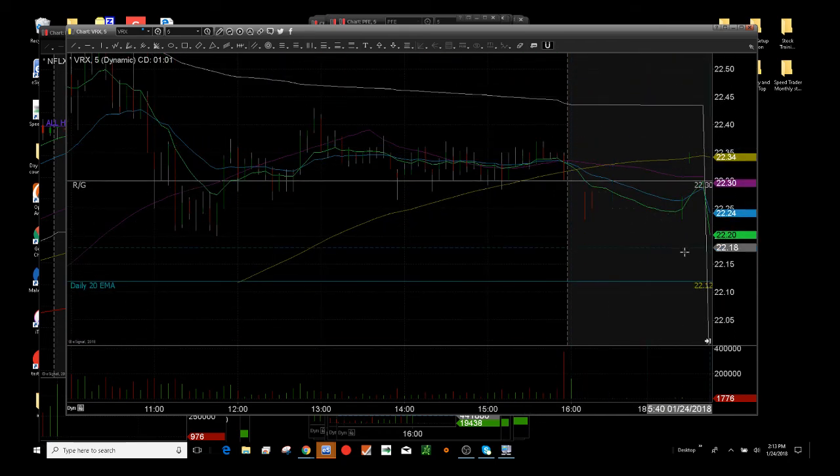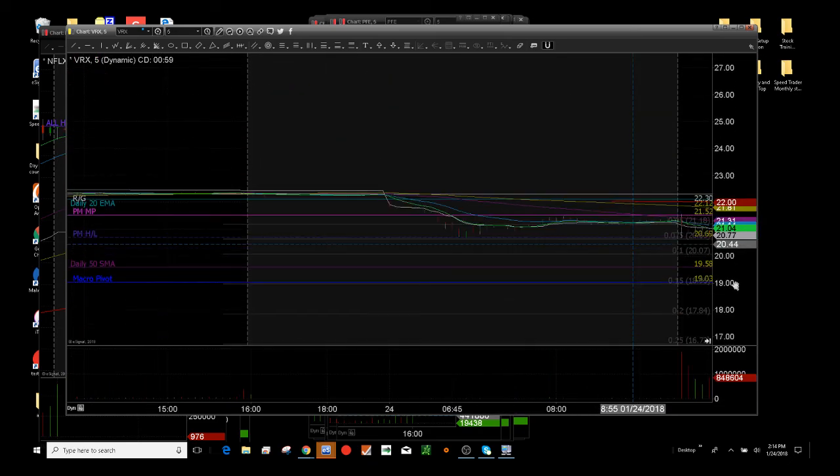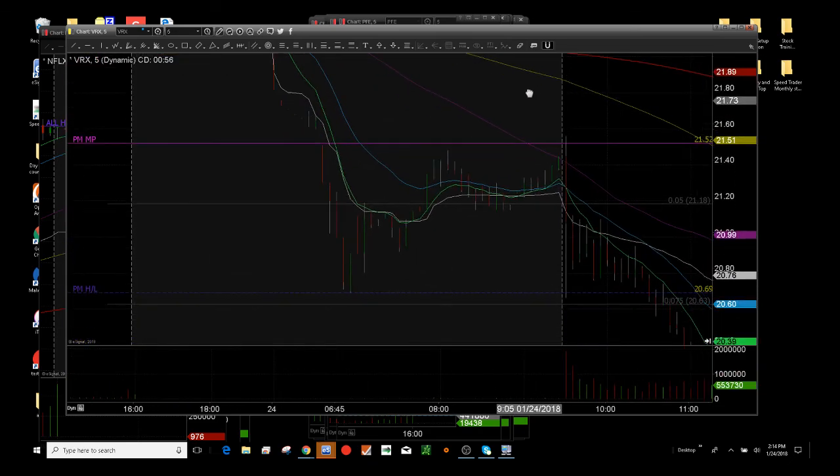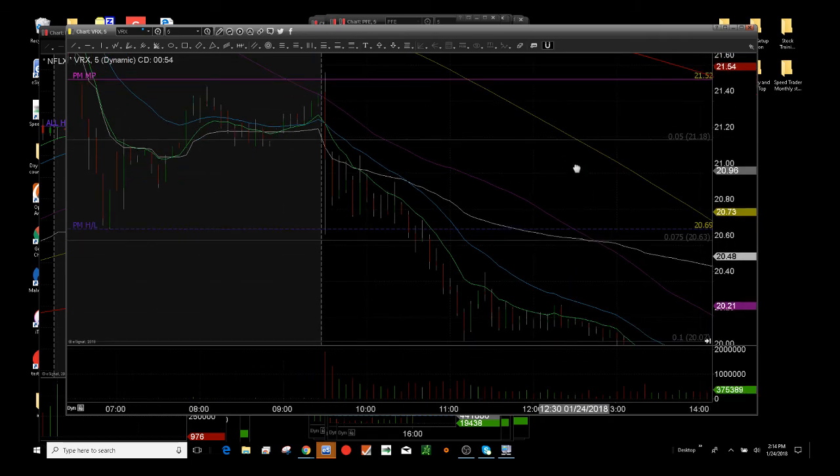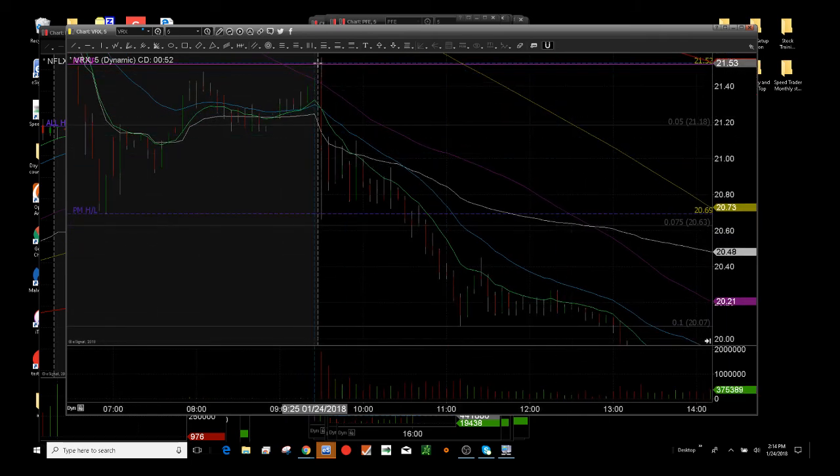So that's how you measure it out. You could have got in here, that would have been great. Get short, maybe take some profit here at the first one because this is going to find some support here. It begins to reject again off of VWAP.